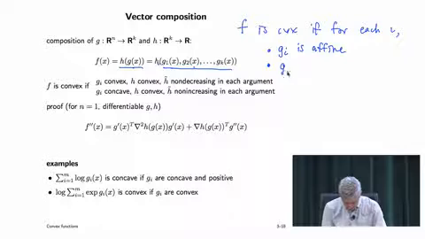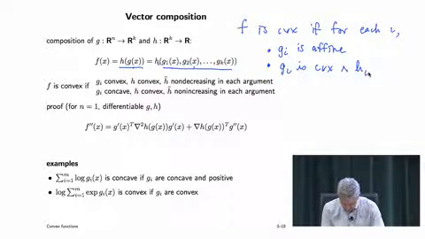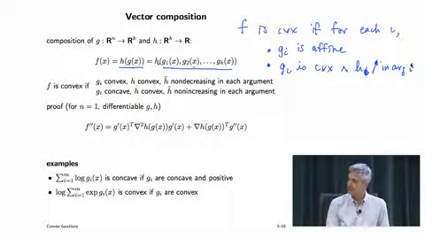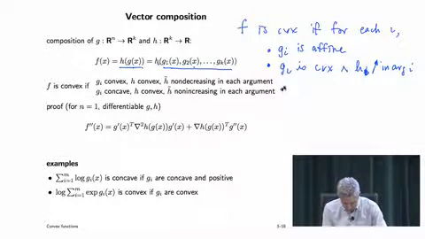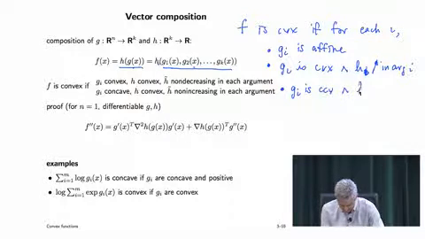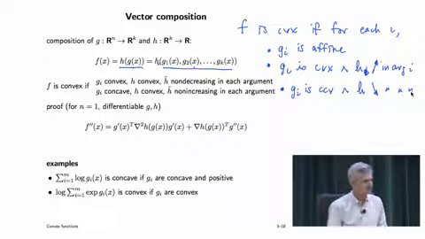Or g_i is convex and h is increasing in argument i. I'm writing this informally, but you know what I mean. Or g_i is concave and h is decreasing in argument i.